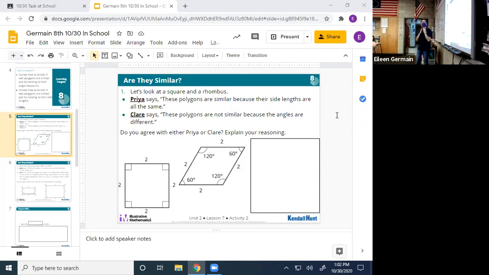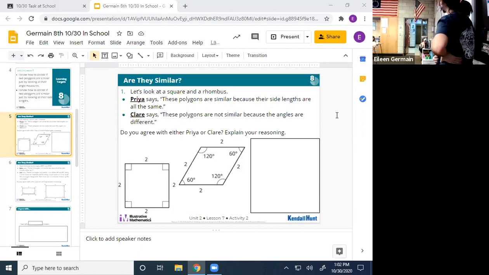Okay. So let's take a look at what Priya and Claire are saying about these squares and rhombuses. So we're thinking about what we know about similar and congruent figures, what has to be true. And let's look at what Priya is saying. So Priya is saying these polygons are similar because their side lengths are all the same. Okay? Claire is saying that the polygons are not similar because the angles are different. Who do we agree with, Priya or Claire?